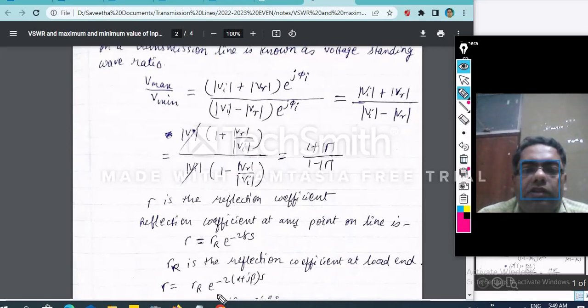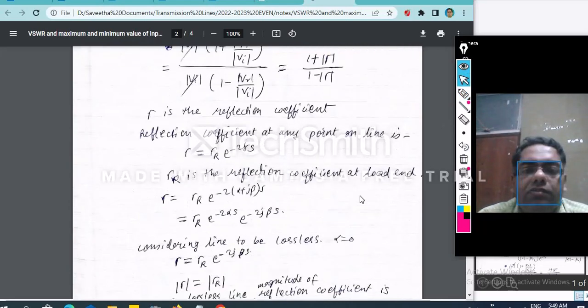Gamma we can write as alpha plus j beta. So like this it will come. Now if we consider the line to be lossless, then alpha becomes 0 and we get like this.